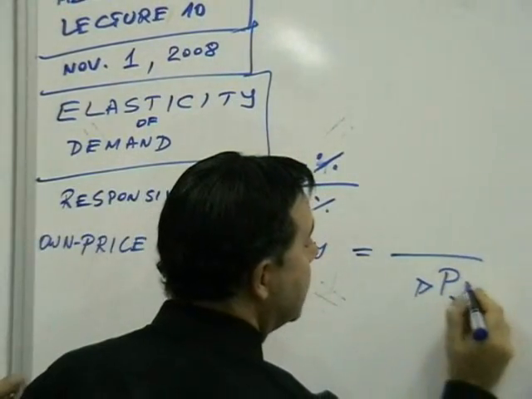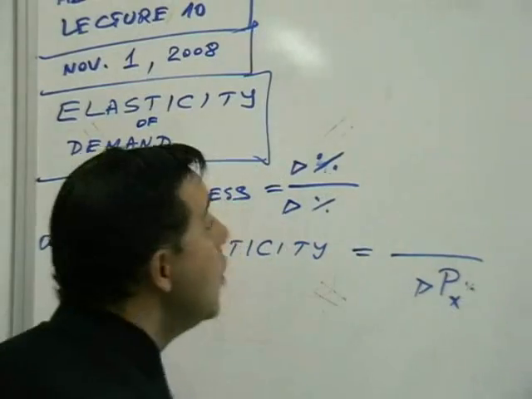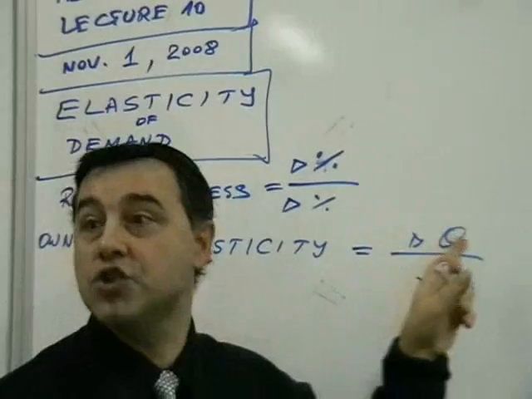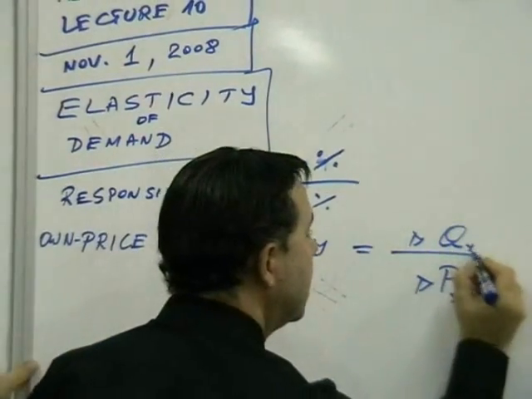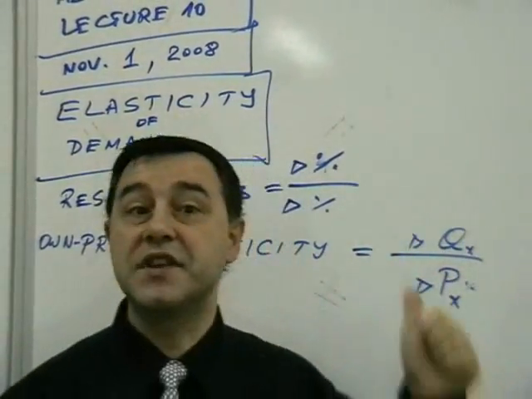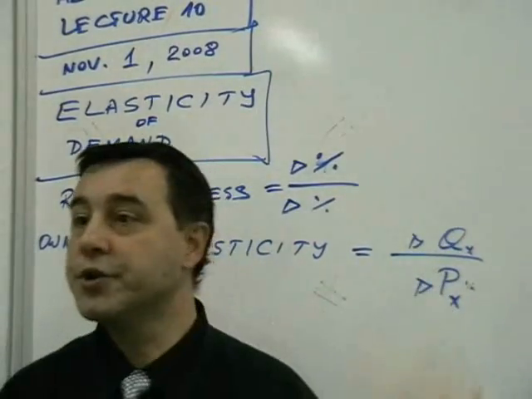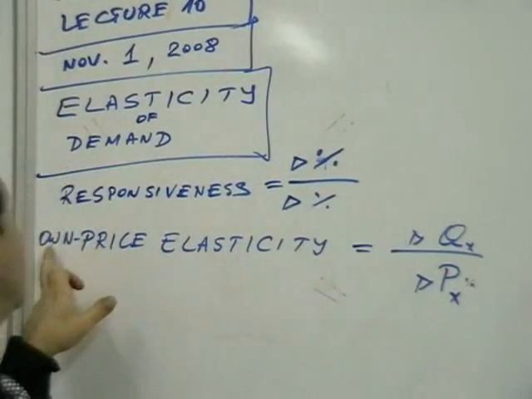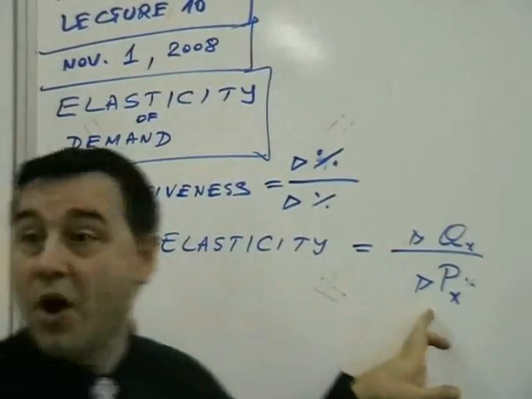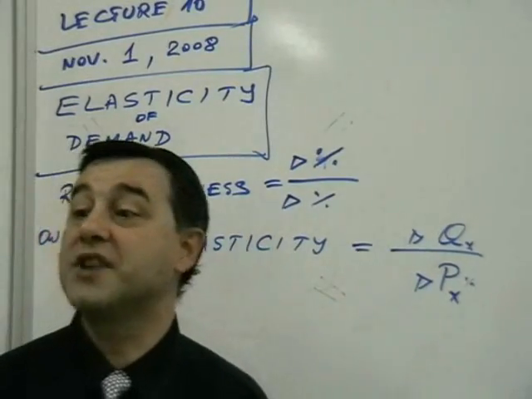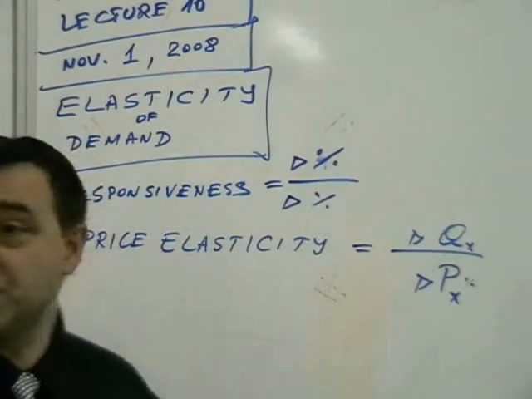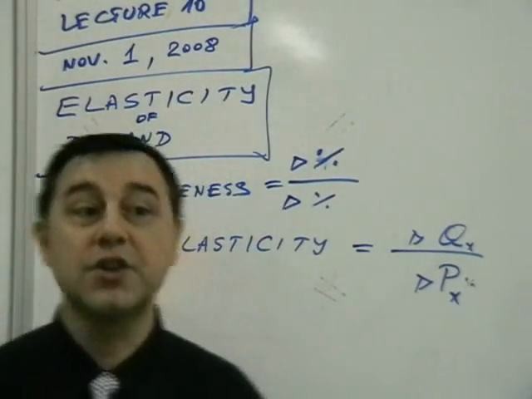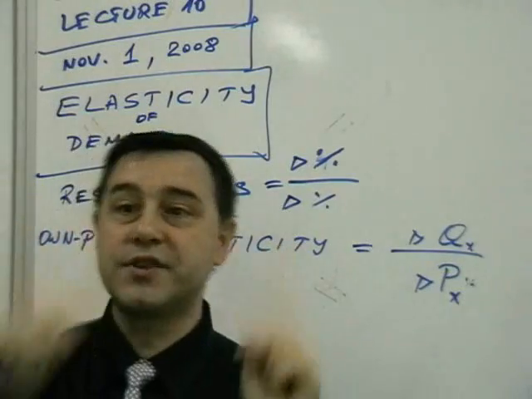Own price refers to the fact that as the price of a commodity X changes, what will be, and now we have to have this in percentage terms, the change in quantity of the same commodity, of the same good X or service X? Okay? So, this is why we call it own price. When the price of oil goes up 1%, how much is demand for oil going up or down? Of course, when price goes up, demand goes down.